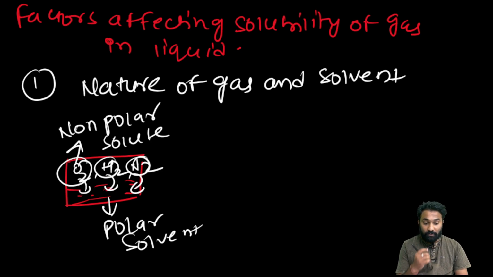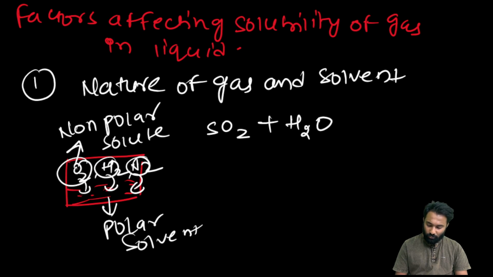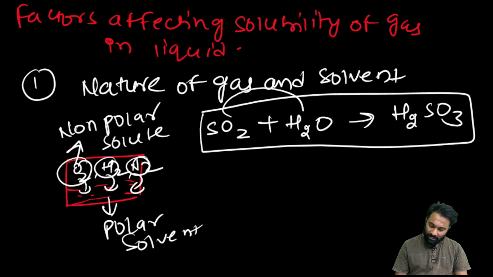Now, which ones will be more soluble? Polar gases, like SO2 plus H2O. What will it convert into? It will convert into H2SO3. These are polar gases with a polar solvent, so they will be more soluble.